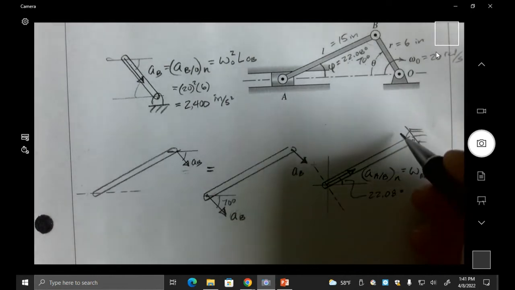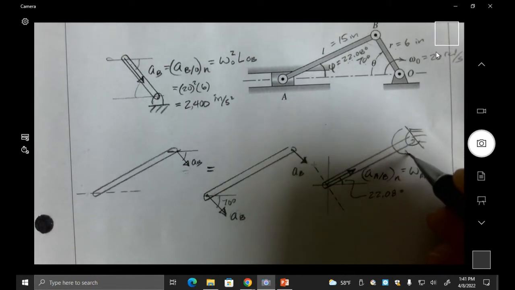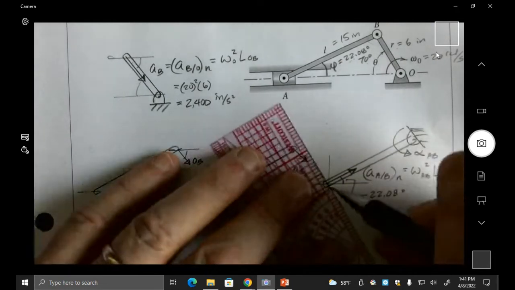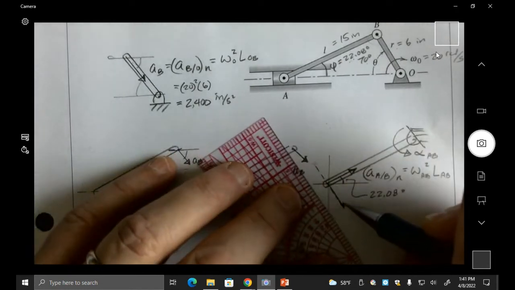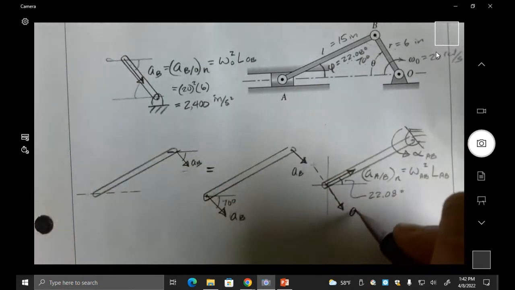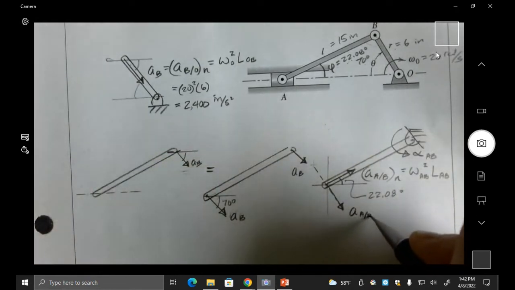So here we have to make a decision, and I'm going to go ahead and say that counterclockwise is my guess. So that's going to make this on my diagram be my acceleration of A with respect to B tangentially.